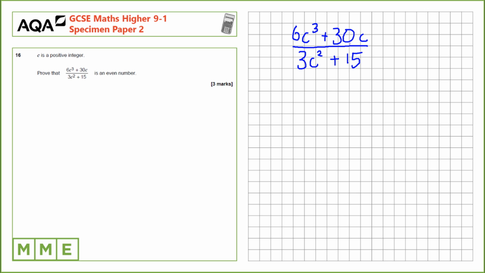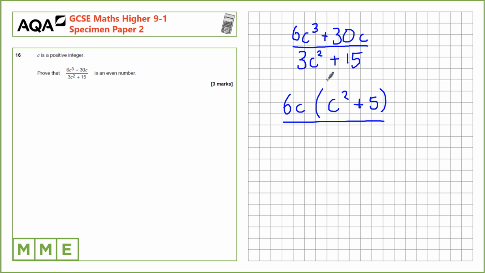So let's take the top of the fraction and the bottom of the fraction, and in turn we're going to try and factorize them to see if there's any simplifications we can make. For 6c cubed plus 30c, we see that we can take out a factor of 6, because 6 goes into 6 and into 30, and one factor of c, because c cubed and c both include c. So let's do that for the top of the fraction. So we have 6c on the outside, and on the inside we need to know what 6c multiplies by to get 6c cubed, so that's 6c squared, and what 6c multiplies by to get 30c, which is 5.